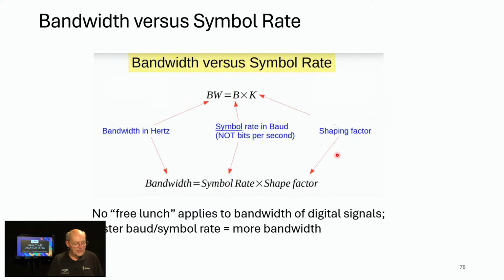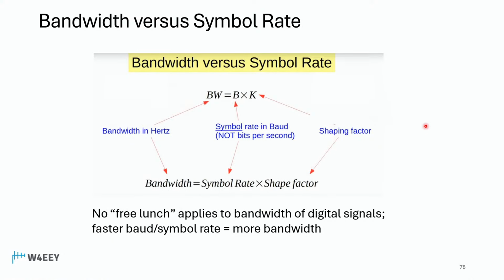Now I'm going to give you some shortcuts. There are some formulas in our license manual that are listed this way: bandwidth equals B times K. Bandwidth in hertz, how wide is your signal? B is the symbol rate in baud, not bits per second, and K is the shaping factor. Bandwidth equals symbol rate times shape factor. Understanding what all of these mean can be kind of complicated. Comment: no free lunch applies to bandwidth. Faster baud or symbol rate means more bandwidth. So this is a formula; you don't have to memorize it.